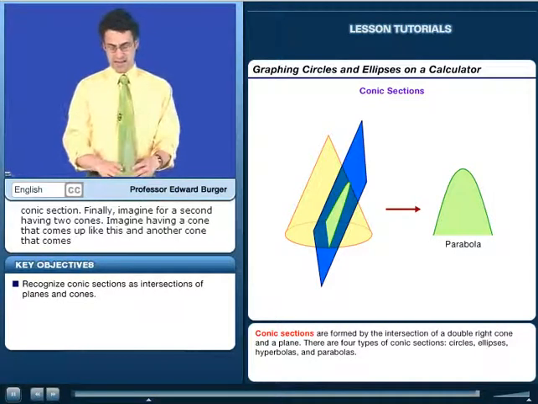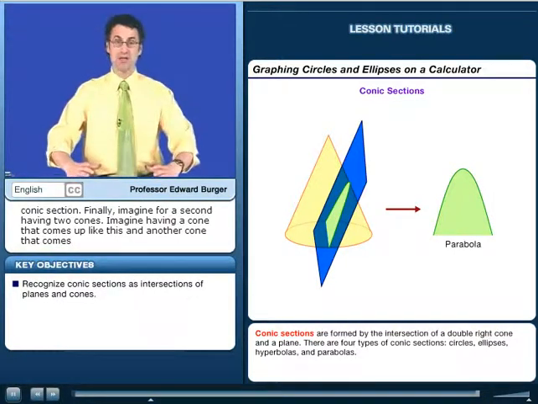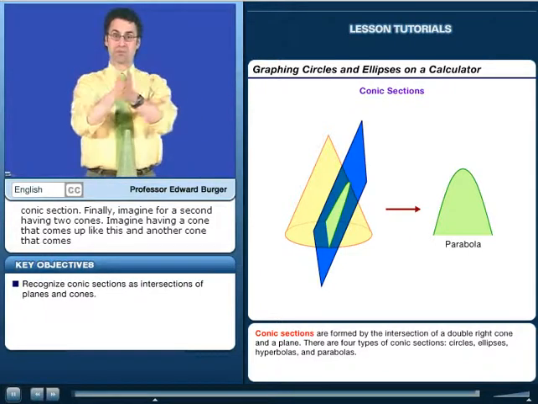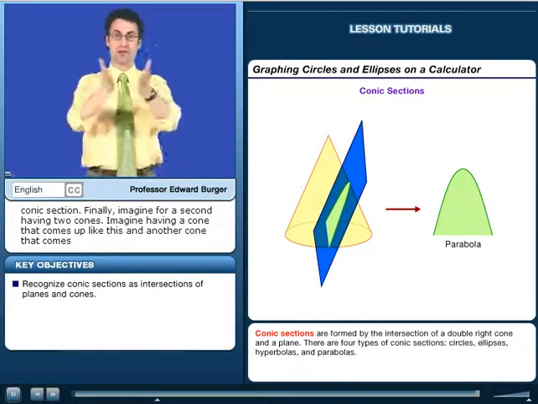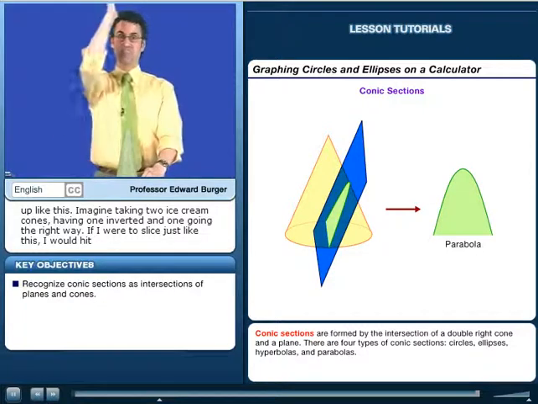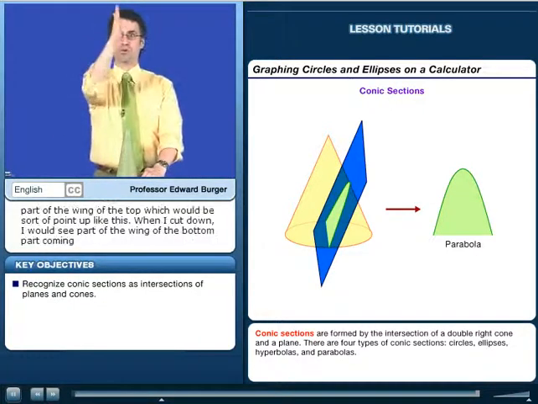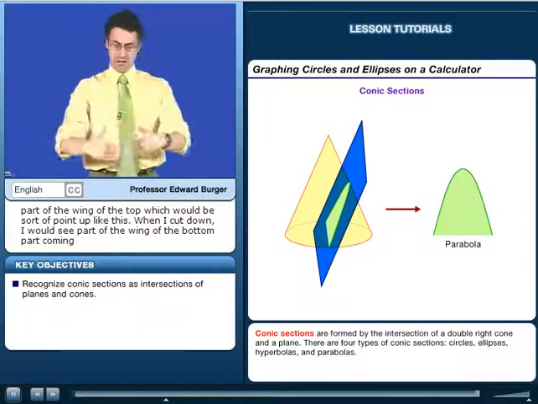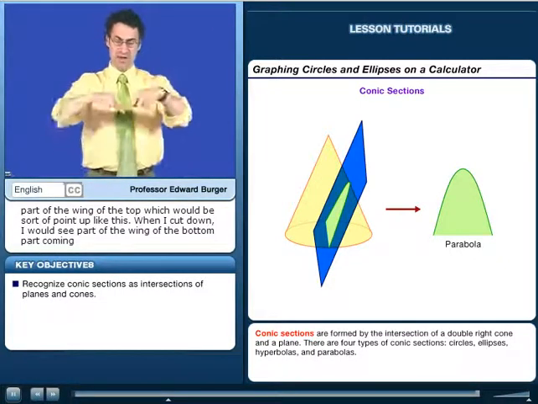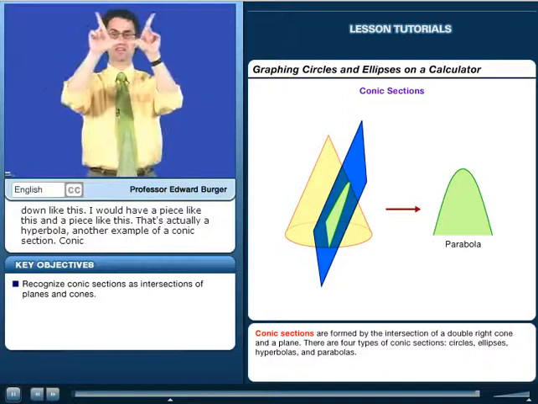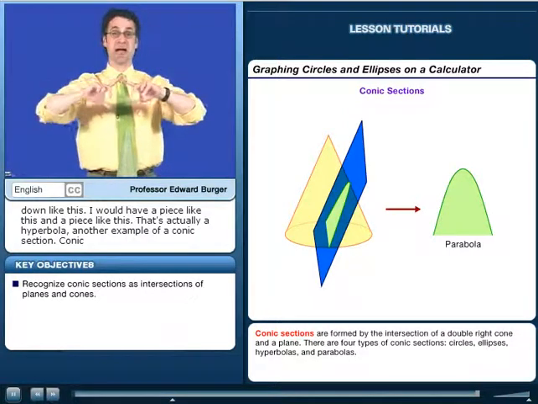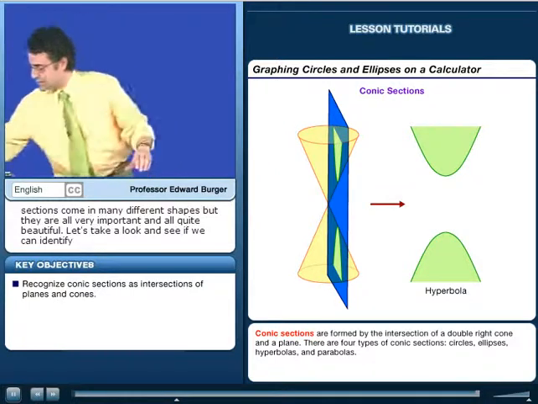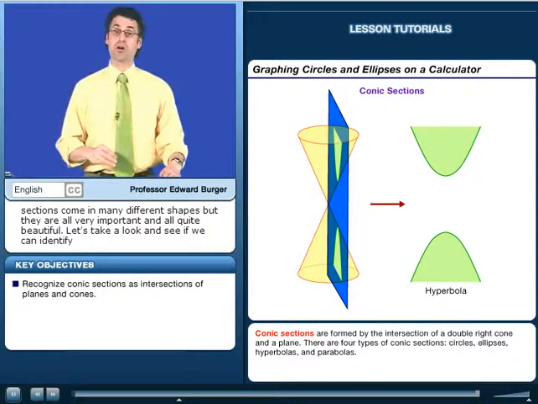And finally, if you imagine for a second having two cones, so imagine a cone that comes up like this, and then another cone that comes up like this. So imagine taking two ice cream cones, having one inverted and one going the right way. If I were to now slice just like this, I would hit part of the wing of the top, which would be sort of pointing up like this. And then when I cut down, I would see part of the wing of the bottom part coming down like this. So I'd have a piece like this and a piece like this, and that's actually a hyperbola. Another example of a conic section. So conic sections actually come in many different shapes, but they're all very important and all quite beautiful.